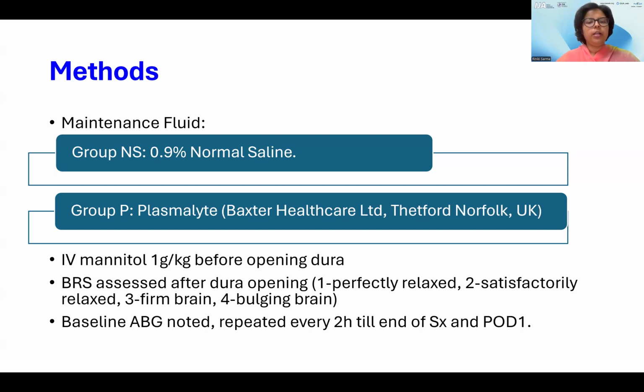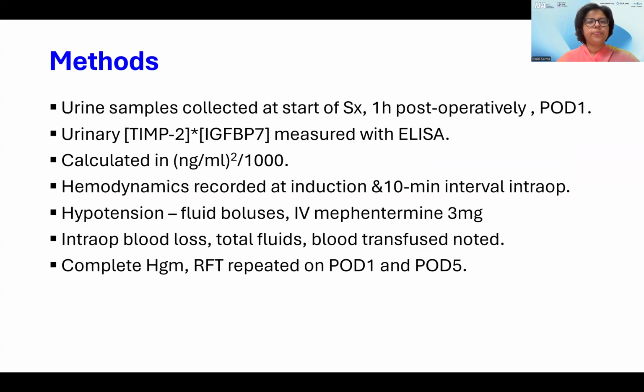Baseline ABG was noted and repeated every 2 hours till the end of surgery and in postoperative day 1. Urine samples were collected at the start of surgery, 1 hour postoperatively, and on postoperative day 1. Urinary biomarkers were measured with ELISA, that is tissue inhibitor of metalloproteinases 2 into insulin-like growth factor binding protein 7. It was calculated in nanogram per ml meter square by 1000.